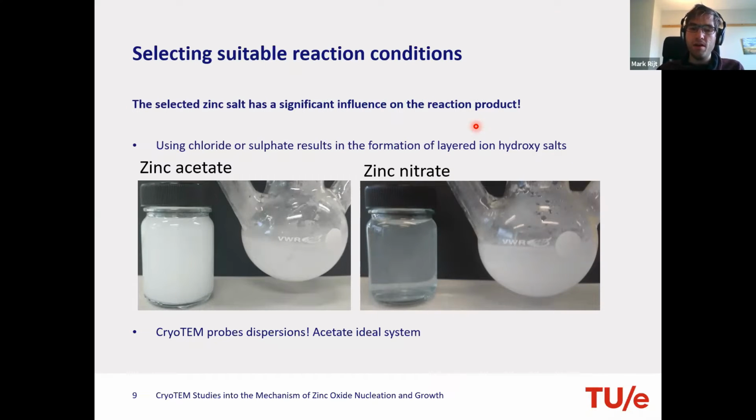And as I told you before, using Cryo TEM, you look at your sample in dispersion. So we simply looked at the end product, and you can see that when you separate the reaction product from the acetate from the flask and from the nitrate, in the case of the acetate you have this clear dispersion, whereas in the case of the nitrate, most of the product is actually formed on the flask wall. So that means that only the acetate system is really ideal for Cryo TEM. So we put all our efforts in elucidating the mechanism for this one.